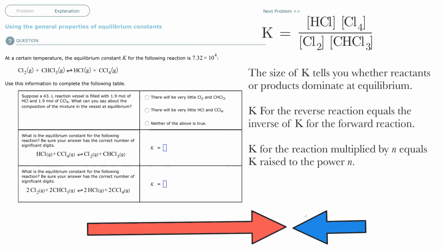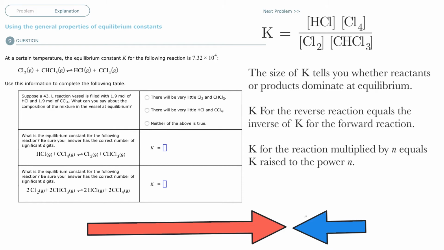If this rate's going faster than this, you'll end up with more products. Okay. The second thing is that the K for the reverse reaction equals the inverse of K for the forward reaction. So inverse just simply means flip this upside down. So let's say I have a big K. I have 1,000,000 and 1,000,000 and 7 and 7. Okay? So 1,000,000 times 1,000,000 divided by 49. So I'm going to have a big, big number.